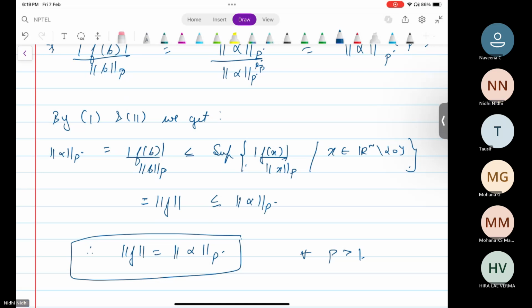Okay. Can anyone just at least write in the chat box? Okay.